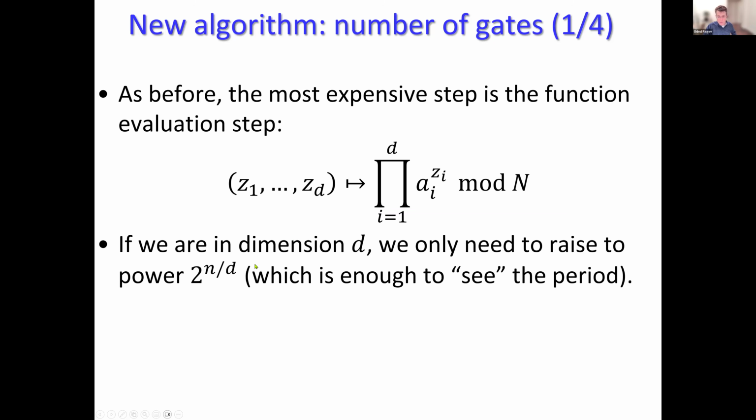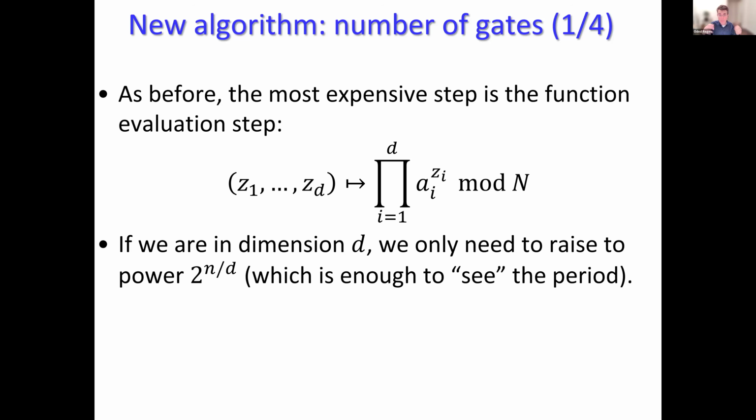If you just think about this for a minute, you see that it seems like we only have to go up to exponent 2 to the n over d. Okay, so we only have to raise to power 2 to the n over d. And why? If you think about this, it's kind of easy to see by pigeonhole, because if you let each of the zi's go up to this number, 2 to the n over d, the total number of combinations that you explore is 2 to the n over d to the power d.